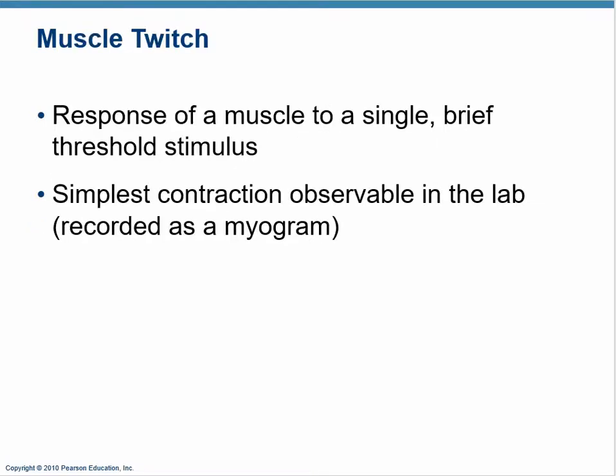Now, again, I talked about the muscle twitch, but the muscle twitch is a single response of a muscle to a stimulus. It's the simplest contraction observable. Now, this doesn't happen in life. It only happens in a lab situation. In real life, we always have multiple twitches overlapping one another. Muscle tone is that.